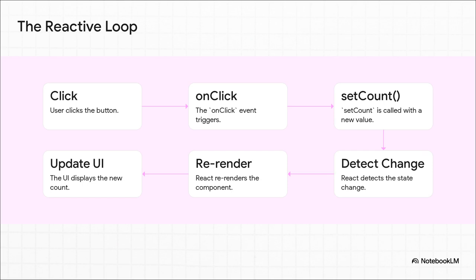So check this out. The user clicks the button. That triggers the onClick event. Then our setCount function is called with the new value. React sees that the state changed, and this is the magic part. It automatically re-renders the component, so the UI displays the brand new count. It all just works. And that's the beautiful thing, right? Your only job, your one job, is to tell React what the new state should be. That's it. You don't have to worry about the complex stuff. You just say, here's the new value, and React handles the rest.